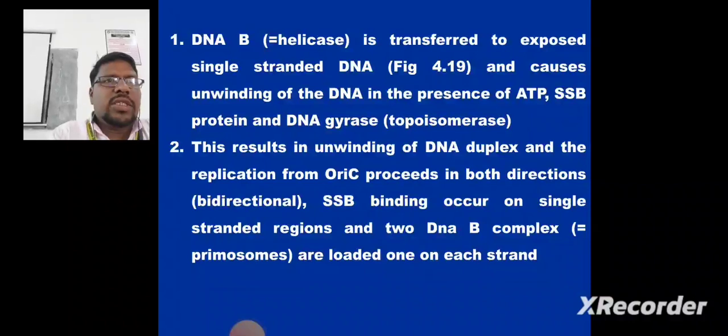DnaB helicase is transferred to the exposed single-stranded DNA and causes unwinding of DNA in the presence of ATP, SSB protein and DnaG primase. This results in unwinding of the DNA duplex, and replication from oriC proceeds in both directions. SSB occurs in the single-stranded region, and two DnaB complexes are loaded on each strand.